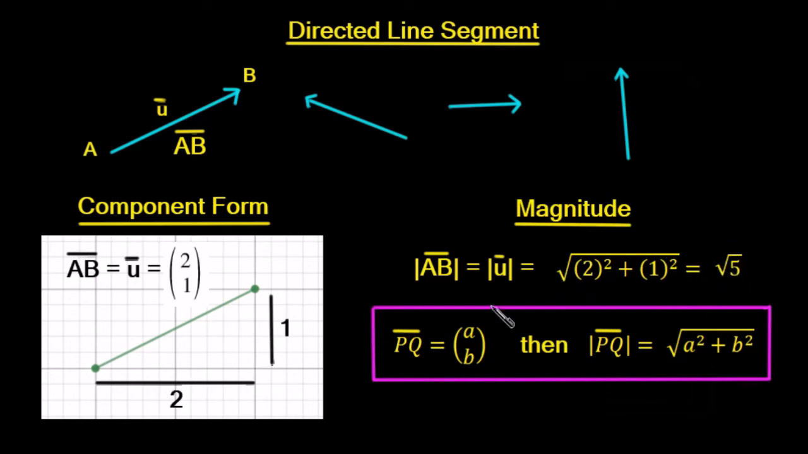So if we were to generalise this, we could say that if we had any vector PQ, then we could represent the PQ in component form as just a value of (a, b). So the a would represent the x distance and the b would represent the y distance. And then we could say that the magnitude of this vector PQ would be equal to the square root of a squared plus b squared. So that's just exactly the same as we have above here, but we've just generalised it for any vector.